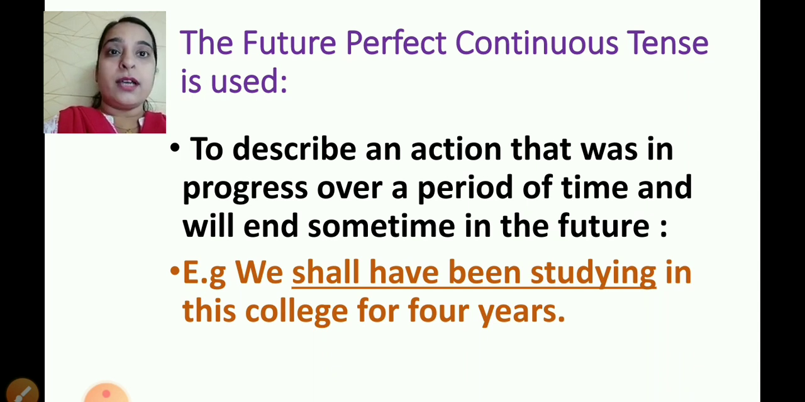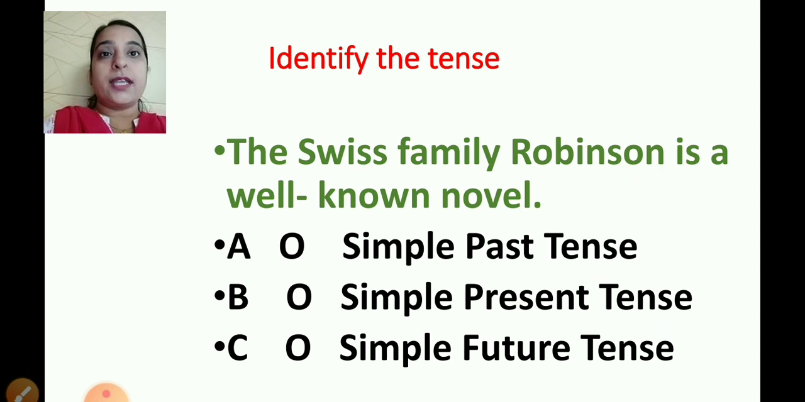Okay. Now children, I hope you have understood till here. Now we will be discussing what type of questions you can get in your examination. Now children, identify the tense. The Swiss Family Robinson is a well-known novel. You have to identify the tense and click on the correct option, right? Options are given as simple past tense, simple present tense or simple future tense. So you have to click on the correct option, okay?